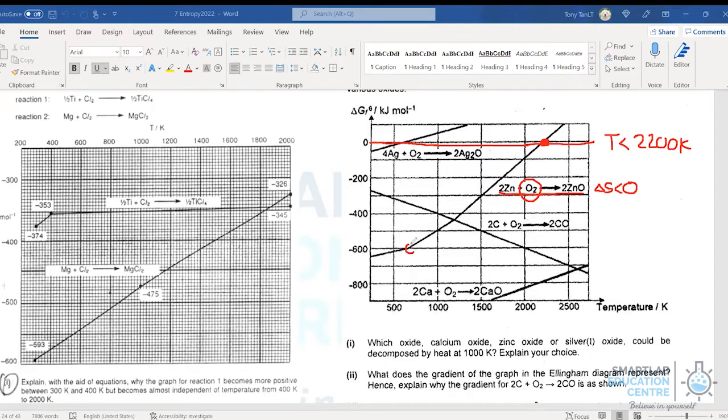Finally, we'll take a look at why there's a change in gradient. There's a change in gradient here because at this temperature, which is about 700 Kelvin, that's the temperature when zinc melts. The initial gradient here is less steep, since zinc is solid. But beyond 700 Kelvin, zinc is now a liquid. When liquid zinc reacts with gaseous oxygen to convert to solid zinc oxide, the decrease in entropy would increase. And therefore, because of that, the gradient will be steeper.